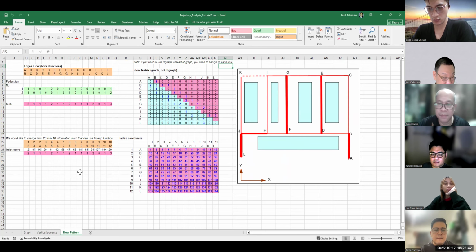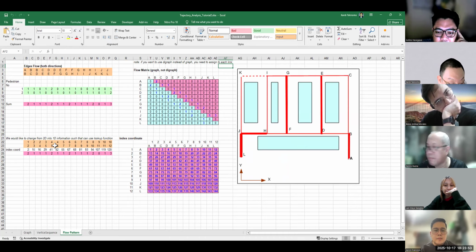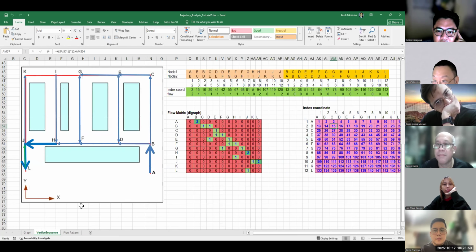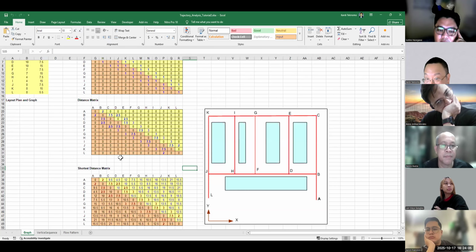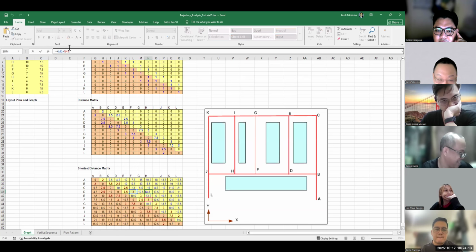So, any question? Yes, Justin. Sir, for the shortest distance matrix, do we have to apply the Floyd-Warshall? Actually, if only a few, you can calculate by hand. This one I put manually, I calculated it manually. Can you see? It's only a few, right? Not so many. You can calculate by hand.